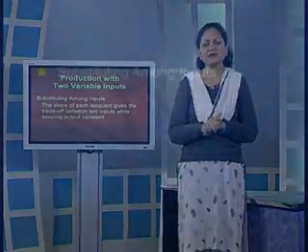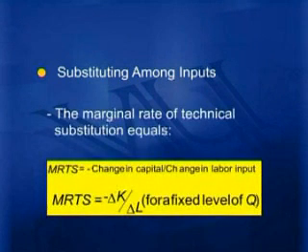So formally we can write it down, and that is written on this slide. The marginal rate of technical substitution is the change in capital. Capital we have taken on the y-axis and labor we have taken on the x-axis. So the marginal rate of technical substitution is equal to the change in capital divided by the change in labor, which is minus change in K over change in L, and here we have fixed the output level, whether it is a level of 55, 75 or 90.